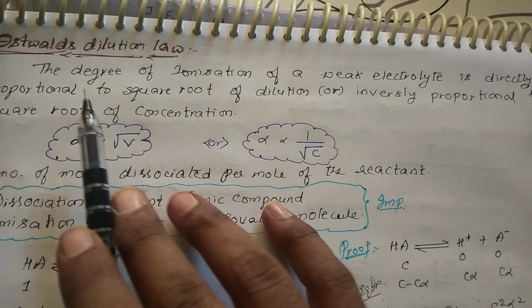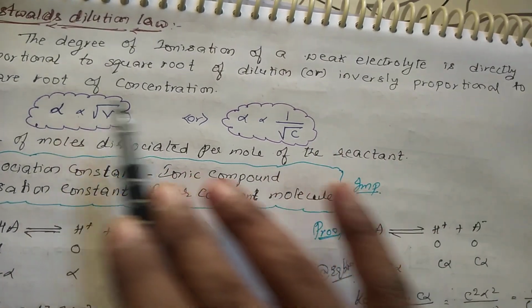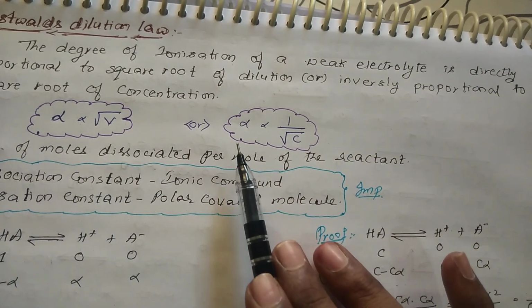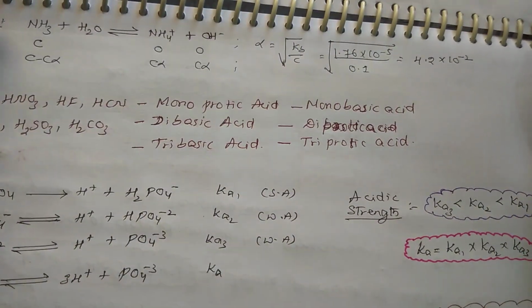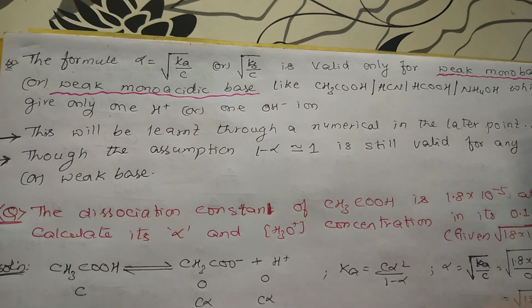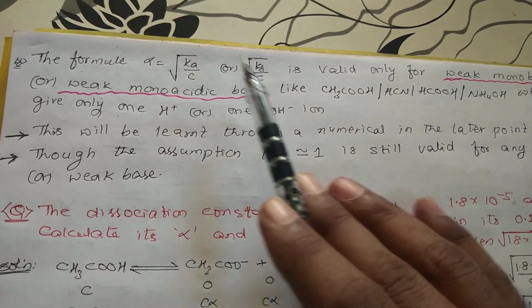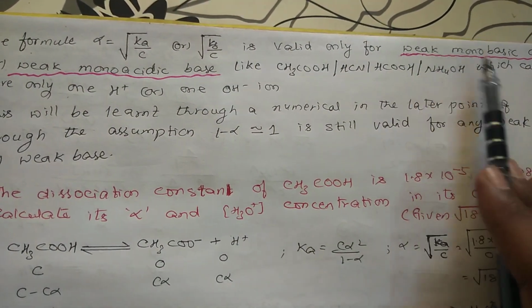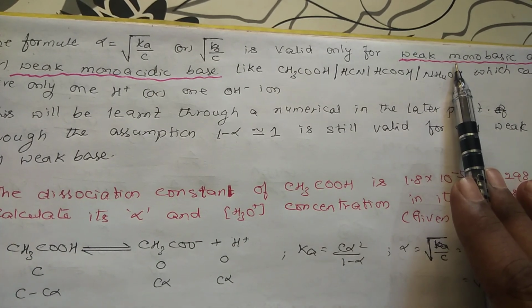Right, students? So again I am repeating this: the degree of ionization of a weak electrolyte is directly proportional to the square root of dilution, or inversely proportional to the square root of the concentration of the reactant. You have gone through the proof, and remember there is a note here. This should be the condition: the formula alpha is equal to root of Ka by C. If you take a base B, you will be getting root of Kb by C. This is valid only for weak monobasic acids. Mono means single, that is, only if it donates only 1 H plus or only 1 OH minus.